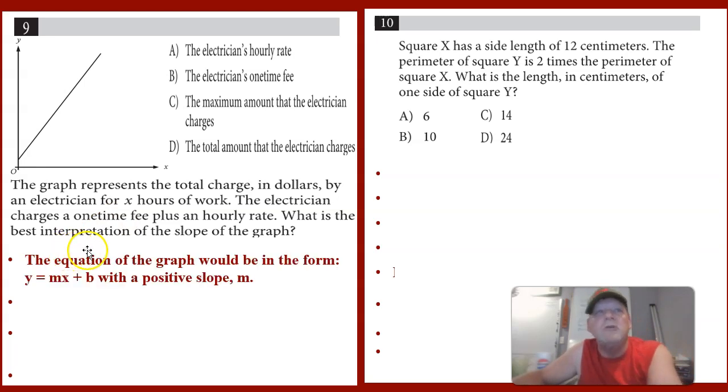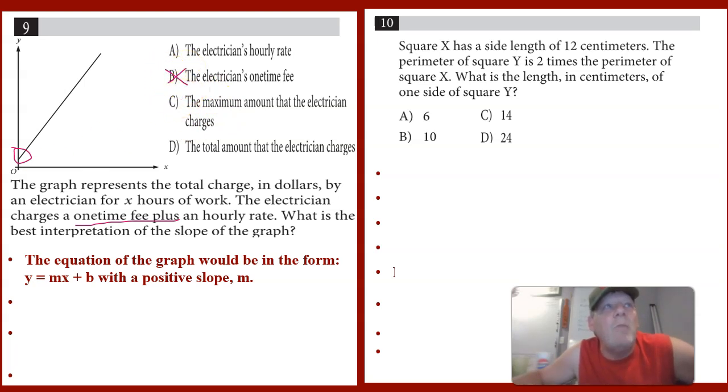So let's just go through this and analyze it. Remember, you can always write an equation of a line, if need be, in y equals mx plus b slope-intercept form. It has a positive slope m because it's going up from left to right. And b would be the y-intercept, and the y-intercept would be that one-time fee. It would be right here. That would be the y-intercept. That means no matter how much time it takes, that is going to be the one-time fee.